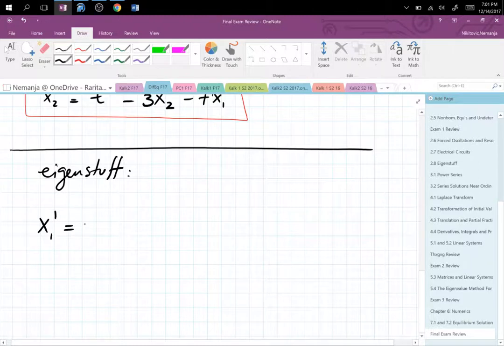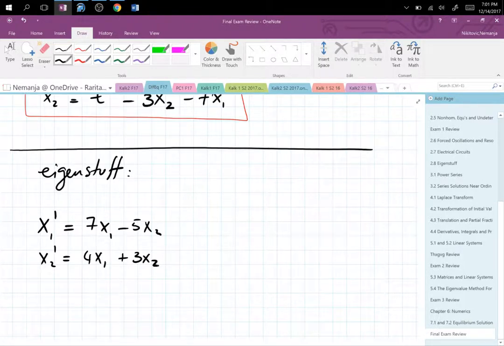x1 prime is equal to 7x1 minus 5x2, and x2 prime is equal to 4x1 plus 3x2. Bueno. So now we get our matrix A as 7, negative 5, 4, and 3.